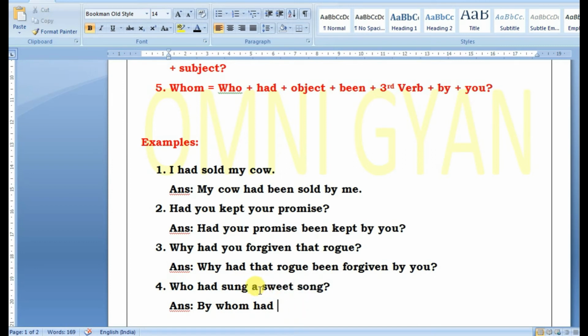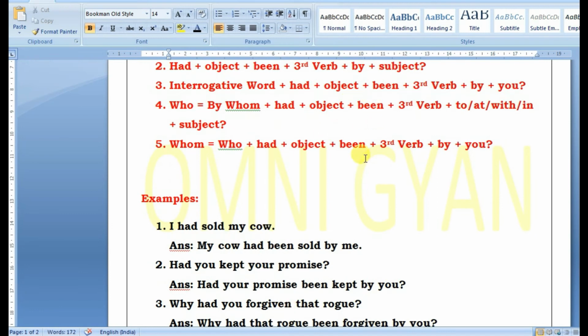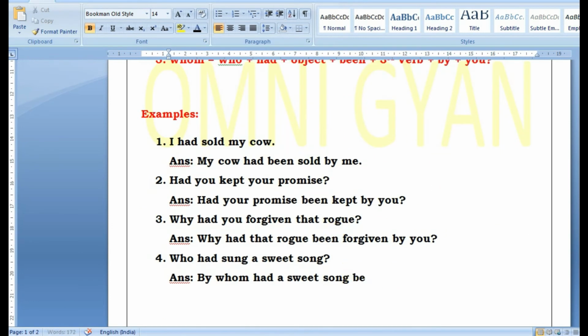Okay, because the determiner actually determines in the sentence whether the object is singular or plural, and which object. Okay, it sets a specific object. Determiner determines a specific object. Not only that, it shows whether this object is singular or plural. So, by whom had a sweet song. So after the object, what do you have in the formula? Been. By whom had a sweet song been?